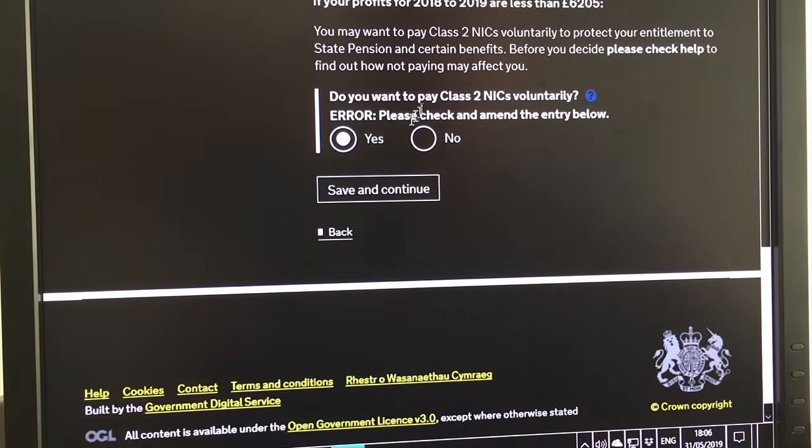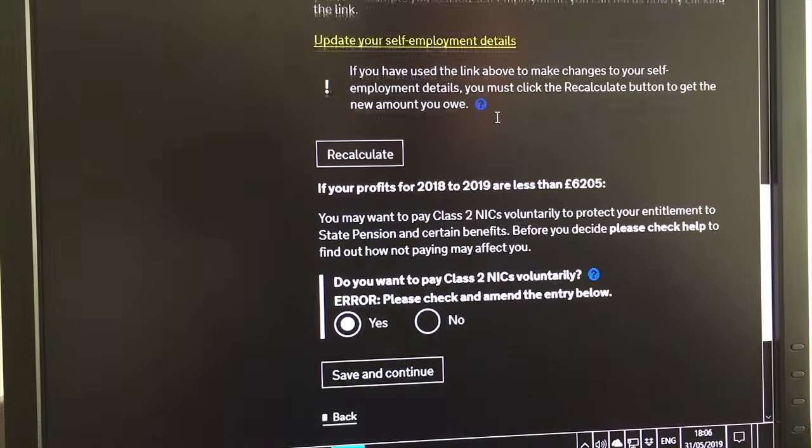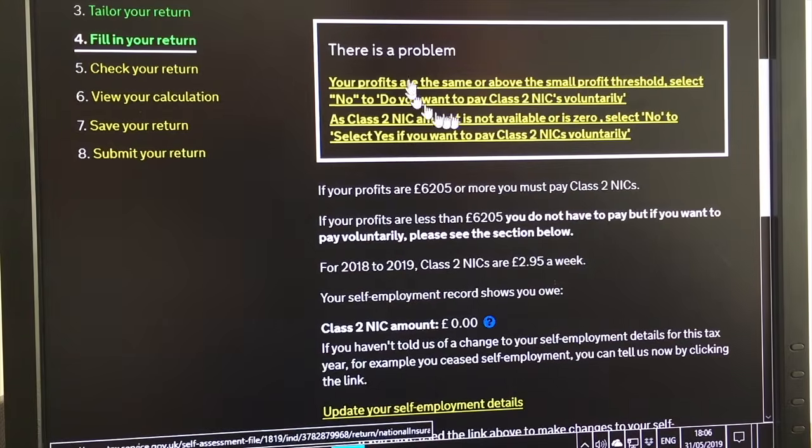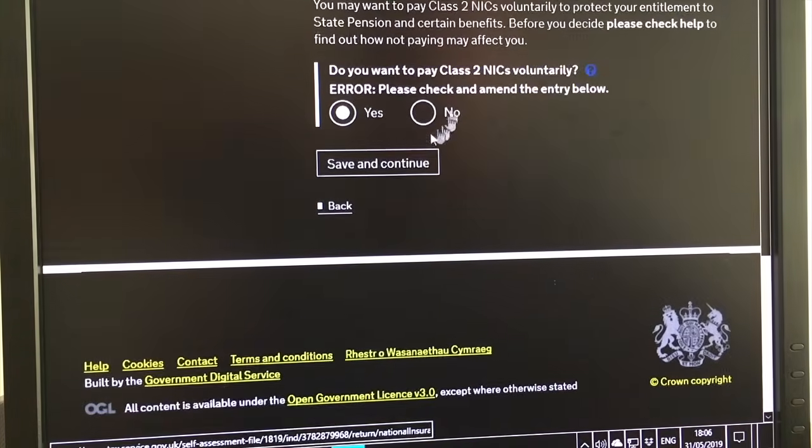Right, do you want to pay Class 2? Is there a problem there? I don't know. There is a problem. Your profits are the same or above. Alright, okay, so I'll say no because it's not applicable.